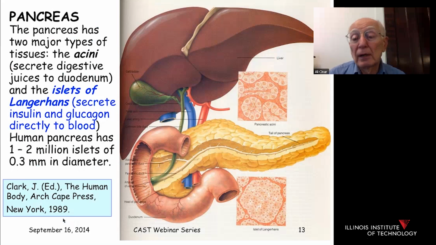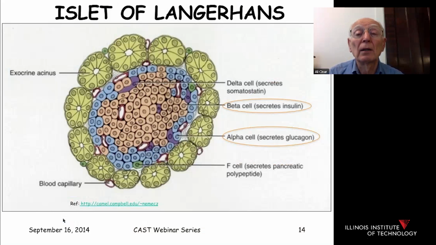So the pancreas is this yellow organ that you see at the center of the picture, and you can see some cutouts for the islets of Langerhans within the pancreas, and then the acini in the pancreas as well. This is a better visualization of the islet of Langerhans, where you have both beta cells that are secreting insulin and the alpha cells that are secreting glucagon.